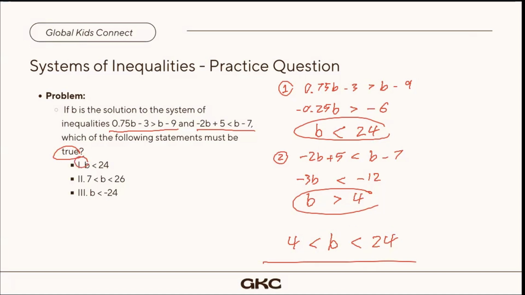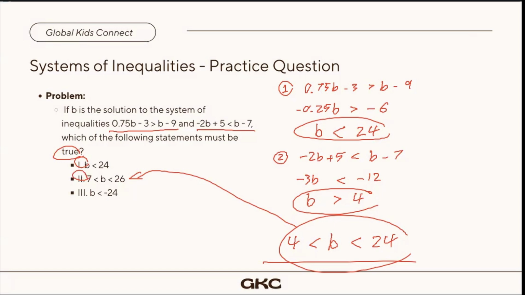And then for statement 2, if b is greater than 7 and less than 26, this is also true because the values of b that will be within this general inequality will also fit within this inequality as well. What I mean by that is, let's say the smallest integer that b can be is 5, right? And the largest integer it can be is also 23. And we can see that both values fit within the second inequality. And therefore we can say that statement 2 is also always true.